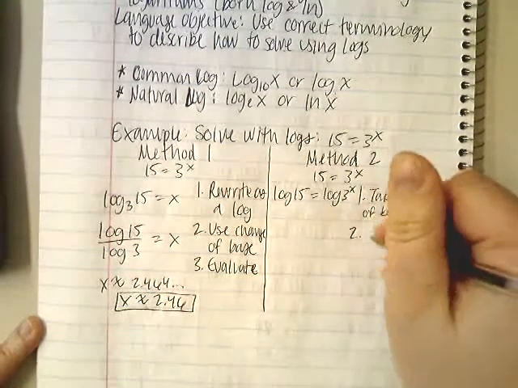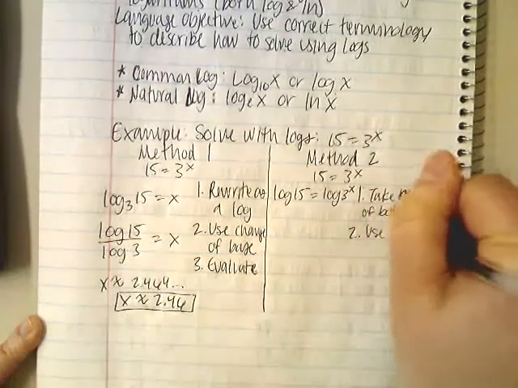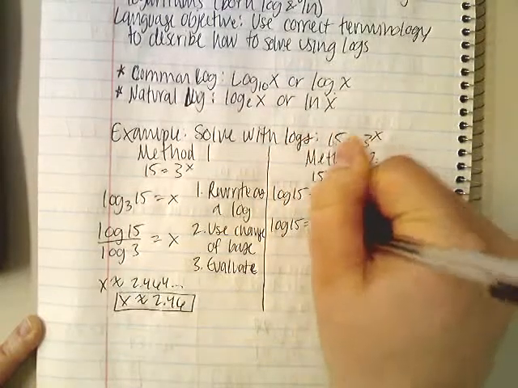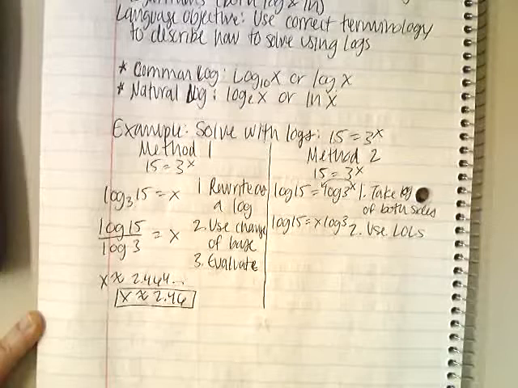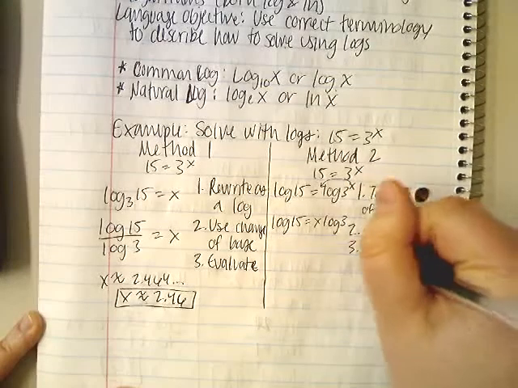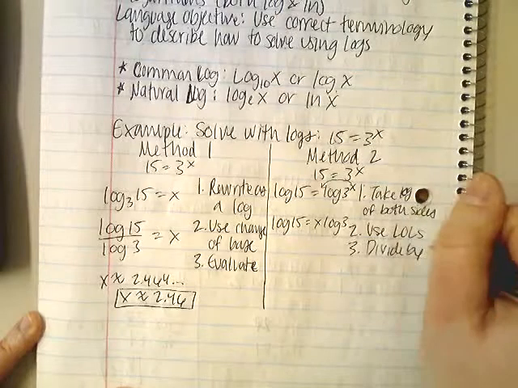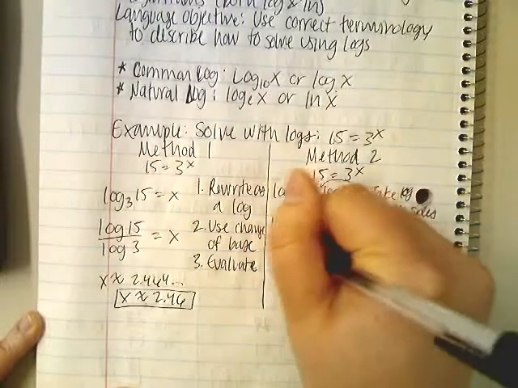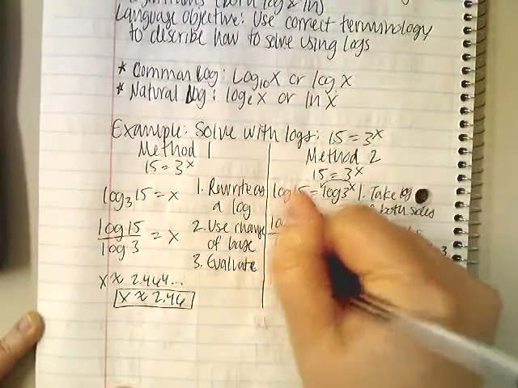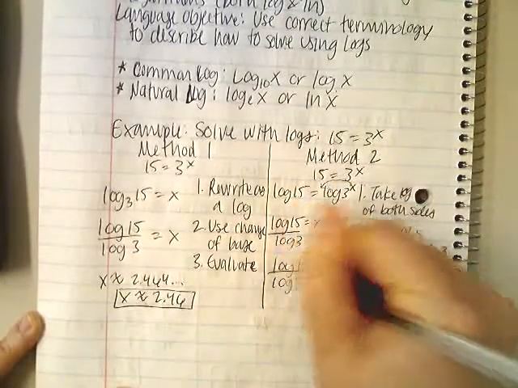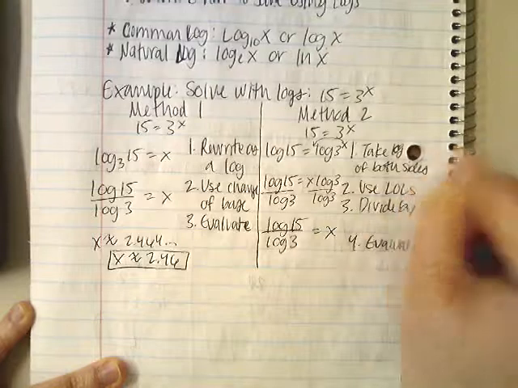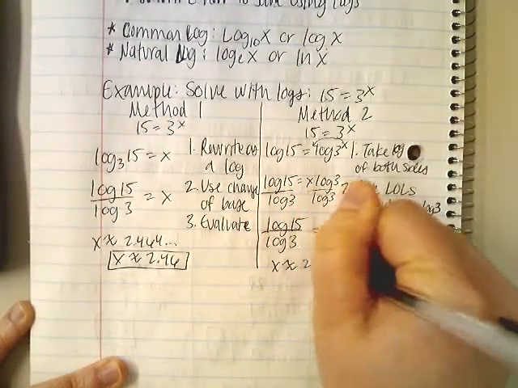But then I'm going to use my LOLs, laws of logs, I'm going to abbreviate it as LOLs, to bring down my exponent. So now I have log 15 equals x log 3. And then I'm going to divide by log 3 on both sides. So I divide by log of 3. And look, I've ended up with log 15 over log 3 equals x. So now it's back to that same point where I evaluate, and I'm going to get the same answer, x equals approximately 2.46.